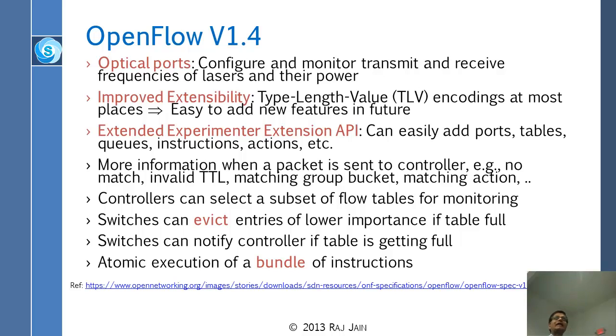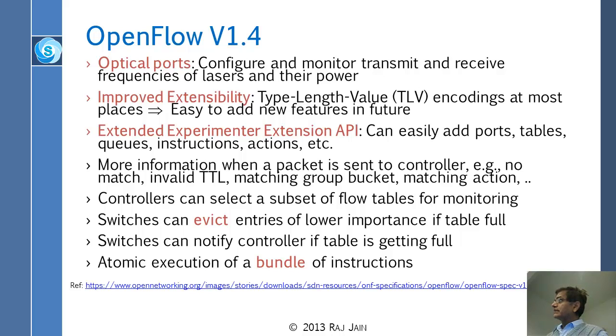We don't convert the light into electronics at that point. And then the rest of it is very small. The rest of it is improved extensibility. TLVs were not enough, and in some places they didn't use them before. Now it's all completely extensible. Experimental extension has been extended. More information is sent when the packet is sent to the controller. So for example, it says the reason I'm sending you this is because it didn't match, because the TTL exceeded, because whatever happened. So now the controller doesn't have to guess why the packet came in.